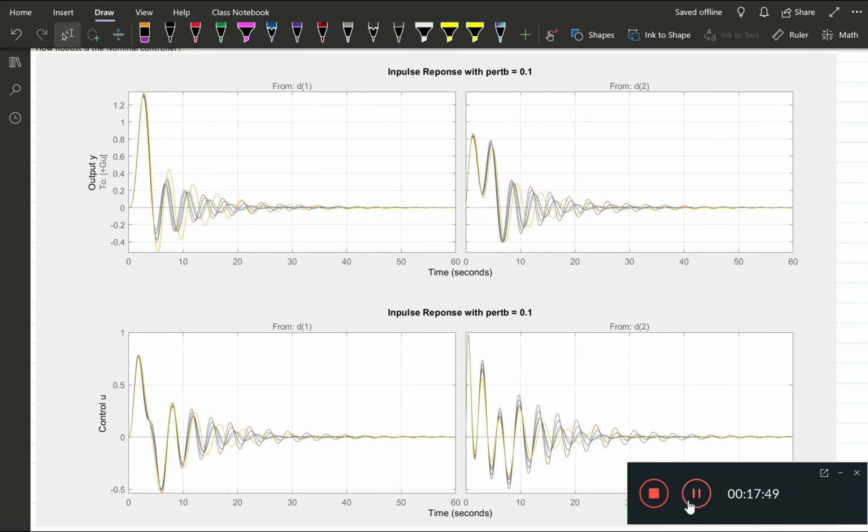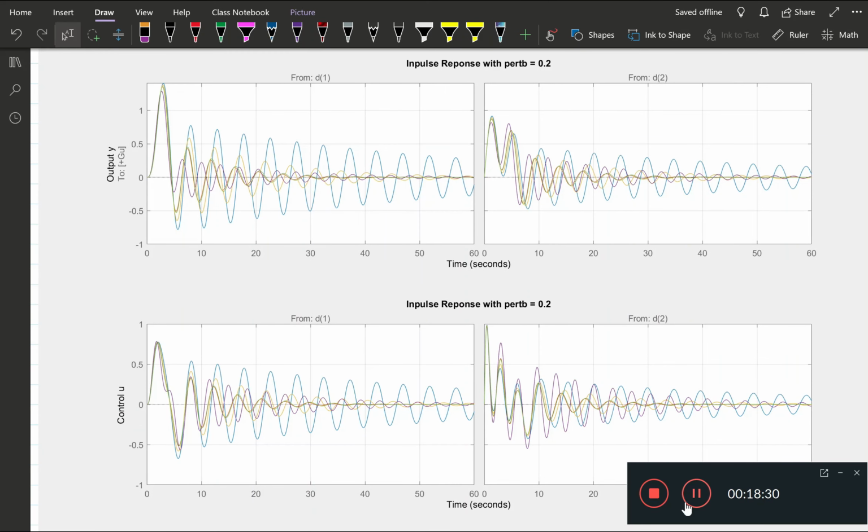Now let's look at how robust the nominal controller is. So now we perturb the spring coefficient randomly. Here we see a few trajectories with a random perturbation of 0.1 around the nominal K0 of 1.25. We see that with such a small perturbation, the nominal controller is still able to stabilize all the trajectories, although the performance for some might be a bit worse than others.